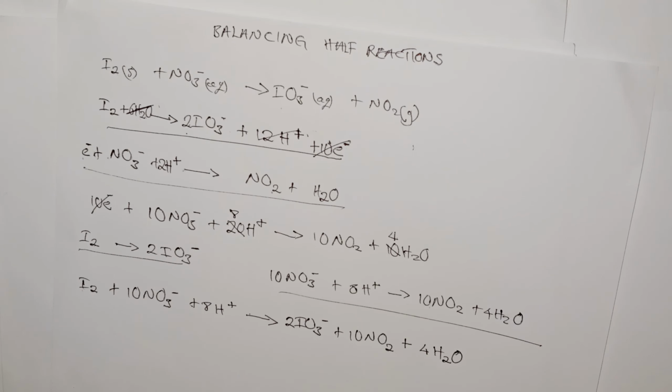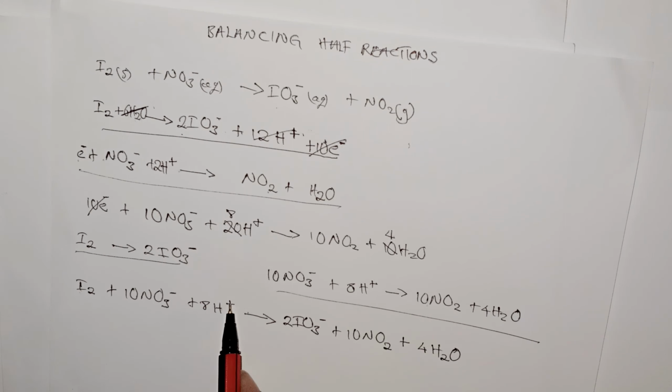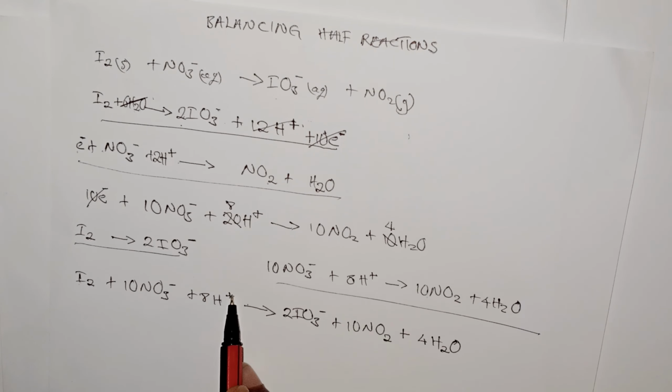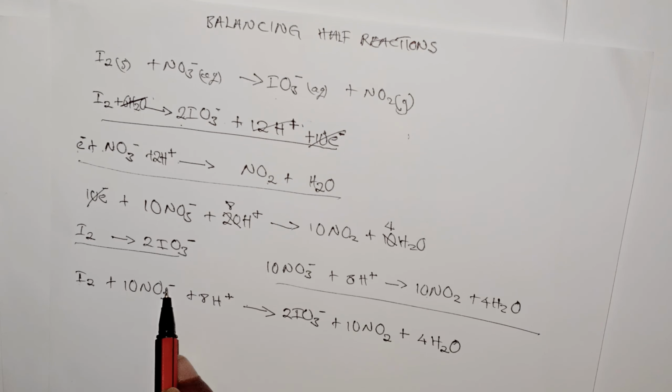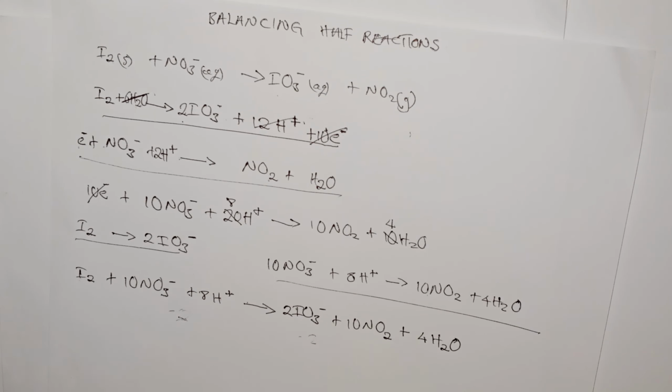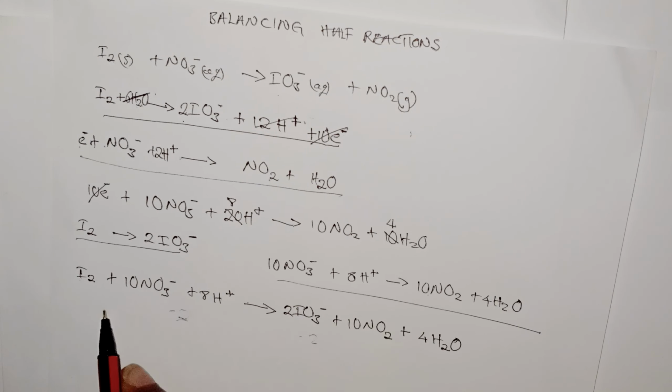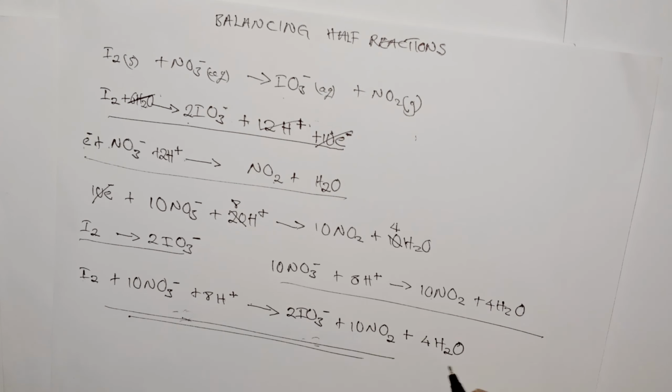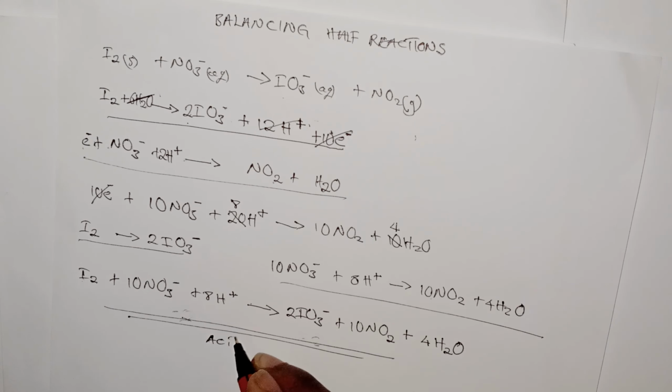They have balanced. What about the charges? How many charges do we have here? Here we have 8, right? Minus 10, that is minus 2. What about here? We have minus 2. So the charges and the elements have been balanced. So we have balanced this one under acidic condition.